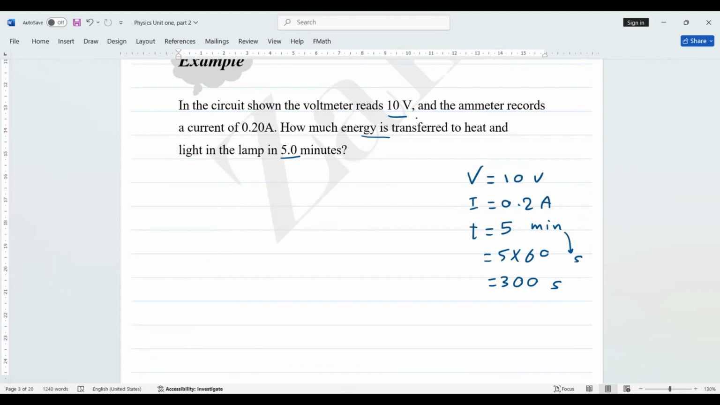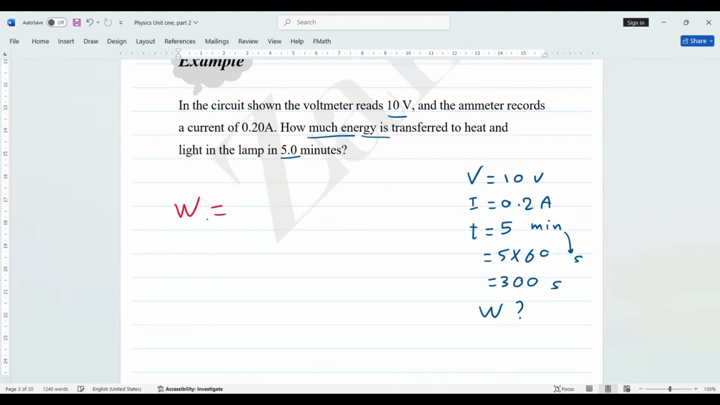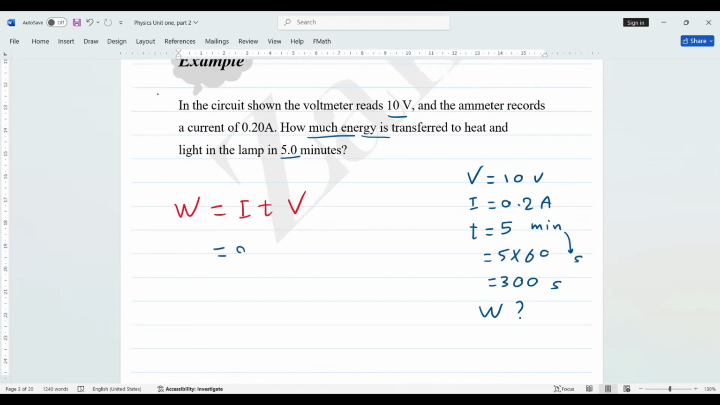How much energy? Then the required quantity is W. Which formula do we use? W equals I multiply T multiply V. This is the formula that we can use. The current is 0.2. The time is 300. And the voltage is 10. Then we use the calculator to get the answer.